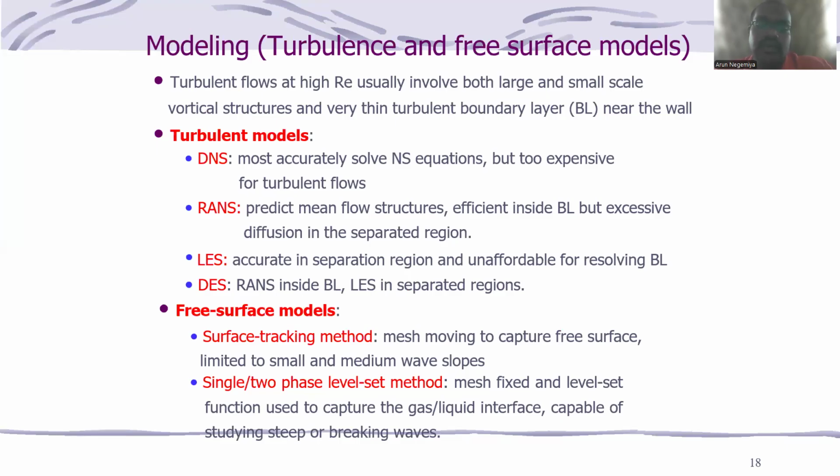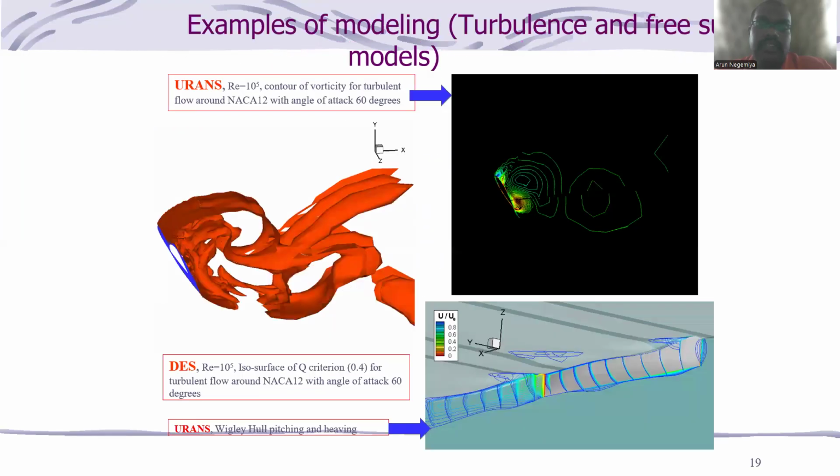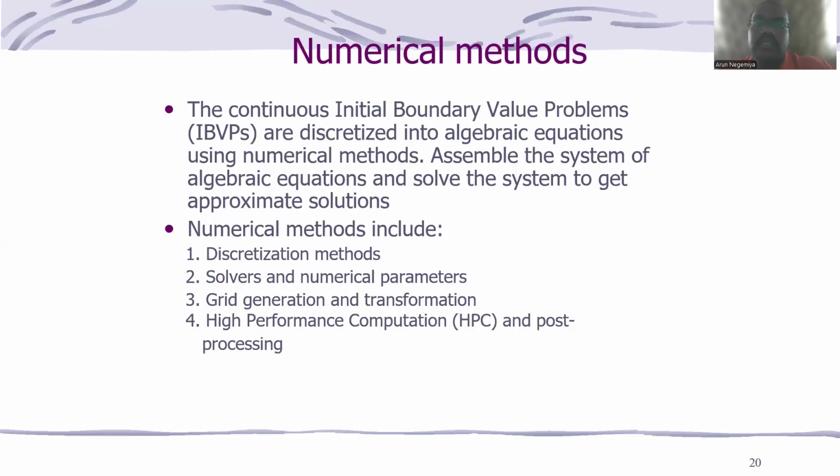The next one is the free surface model, which can be classified into two types. One is the surface tracking method, and the next one is the single and two-phase level set method. In the surface tracking method, the mesh moves to capture free surfaces, limited to small and medium wave slopes. In the level set method, the mixes of two meshes will be found in those regions. This is the example for the turbulent model. You can see in figure 2, the mixes of two meshes will be found in those regions.